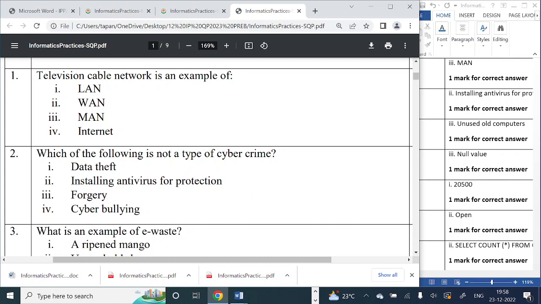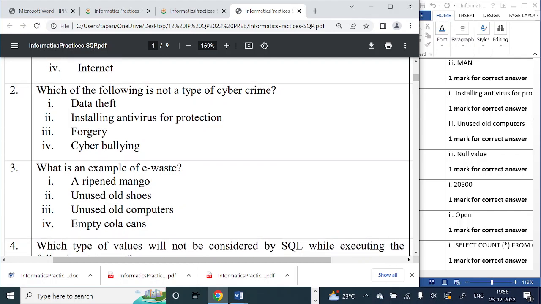Now second question is, which of the following is not a type of cyber crime? Now when you see the options, data theft is a cyber crime, installing antivirus for protection is not a type of cyber crime. So in the question you will underline this not. Forgery is a cyber crime, cyberbullying is a cyber crime. So option 2 will be installing antivirus for protection. So this is not a type of cyber crime.